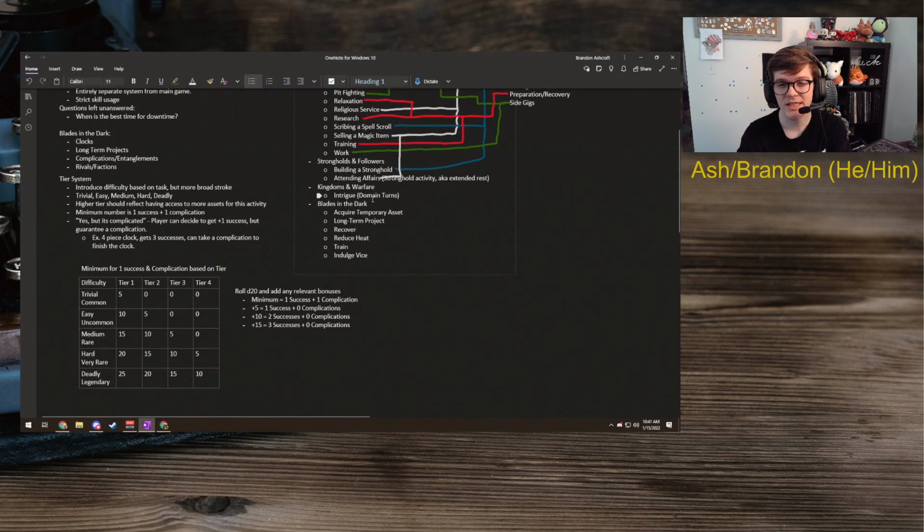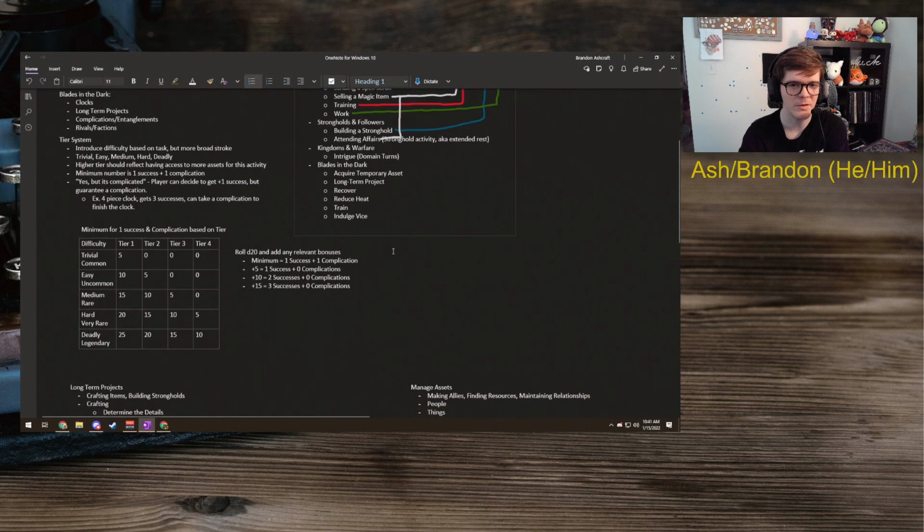Things I didn't cover: intrigue, because I haven't read enough of Kingdoms and Warfare to really talk about domain turns. And then Blades in the Dark is what we used as our baseline, so I just took a lot of this and went from there.